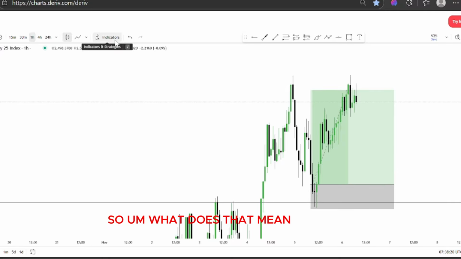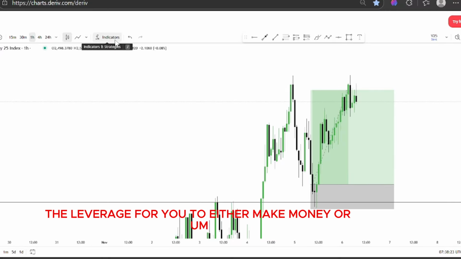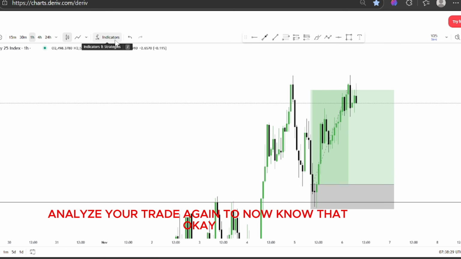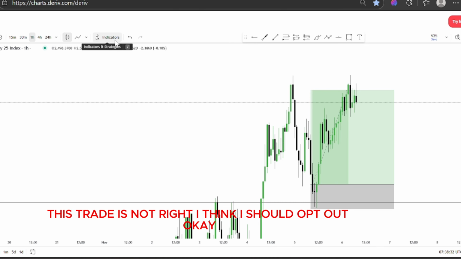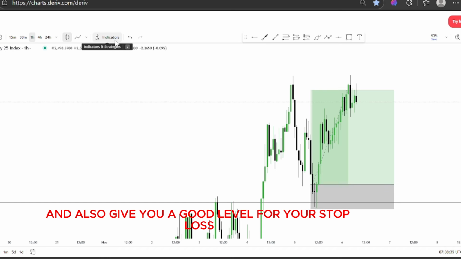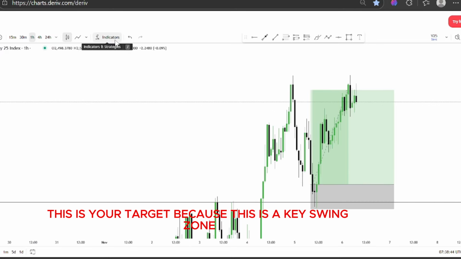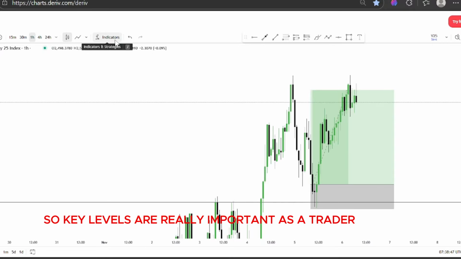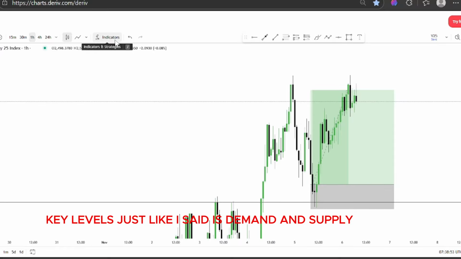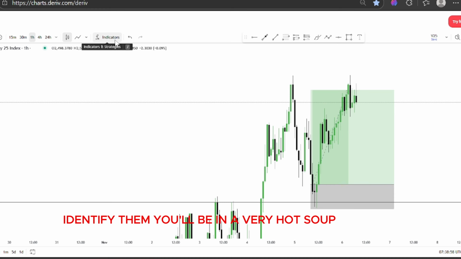So what does that mean? It gives you the time to either make money or analyze your trade again and know that this trade is not right, and that you should opt out. It also gives you a good level for your stop loss and tells you this is your target, because this is a key swing zone. Do you understand? Key levels are really important as a trader. You can't do without them. Key levels, just like I said, are demand and supply, support and resistance. But if you don't know how to identify them, you'll be in very hot soup.